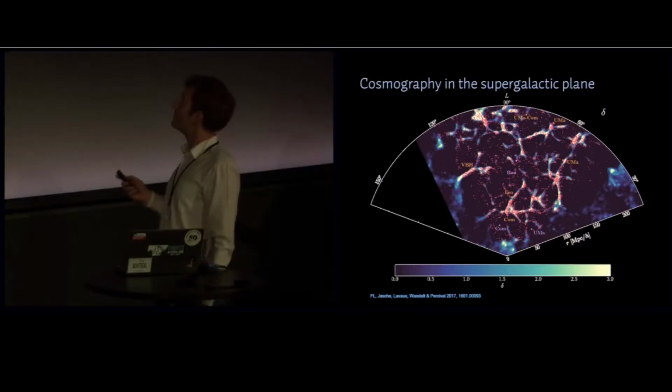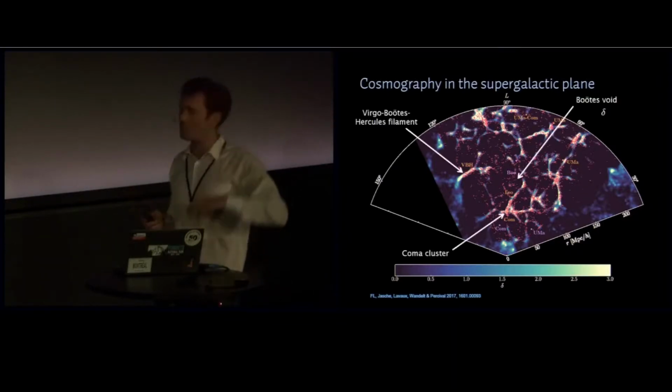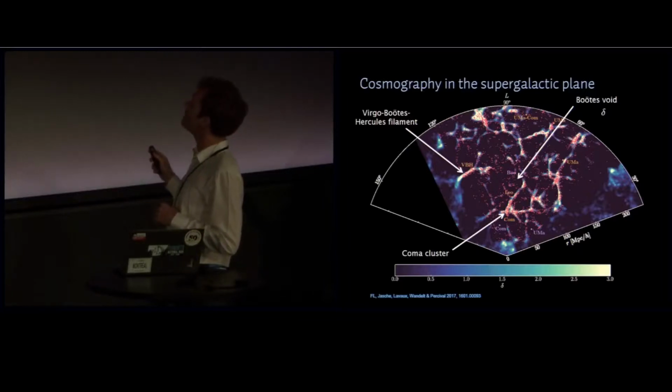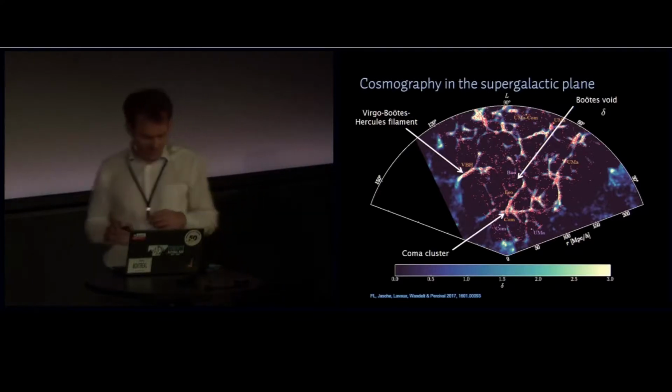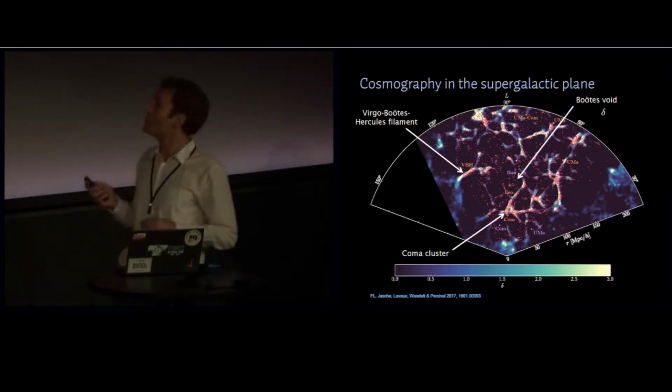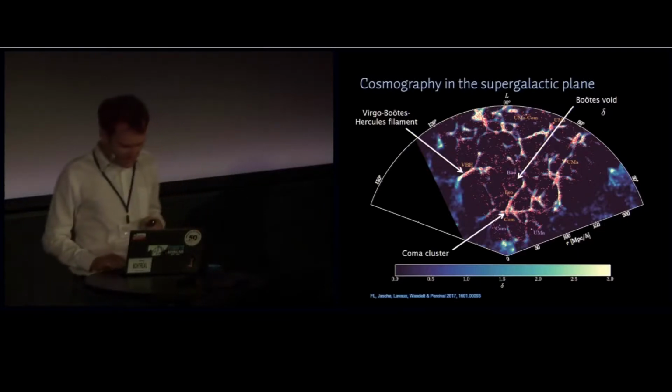You have in particular here the Coma cluster. This is part of the Bootes void, which is actually mostly above the supergalactic plane. The Leo cluster here, and a few known clusters in the direction of the Big Bear, Ursa Major, and Coma. And this is a filament which incidentally didn't have a name until 2016 in the literature, which we call the Virgo Bootes Hercules filament.